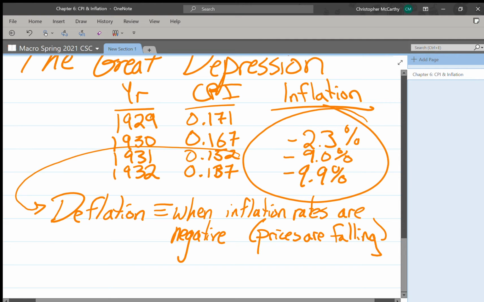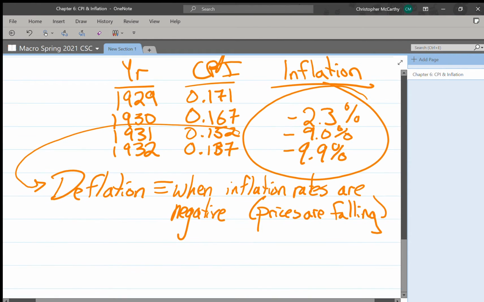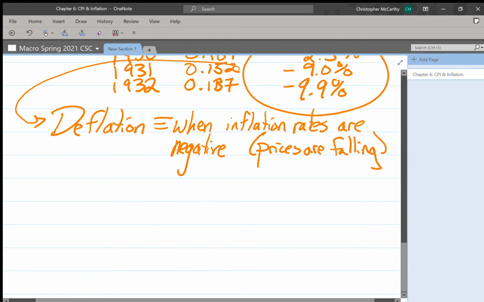Any questions on calculating inflation from CPI? That will be something you'll be asked to do in the quizzes and on the midterm, so make sure that's something that you can do on your own.